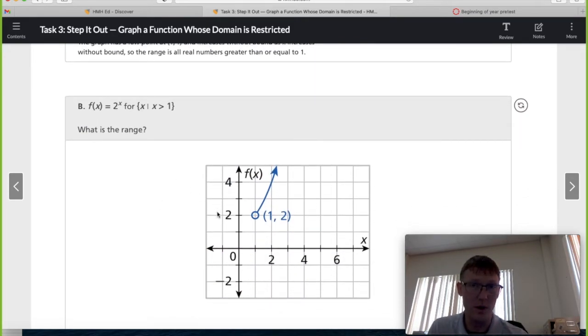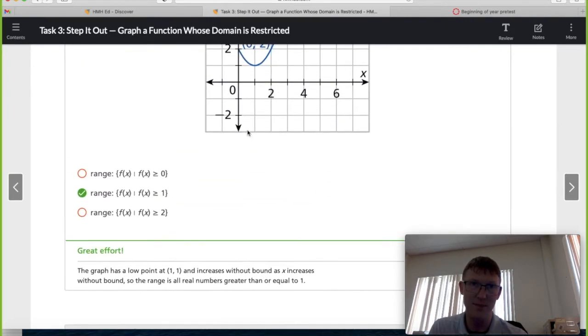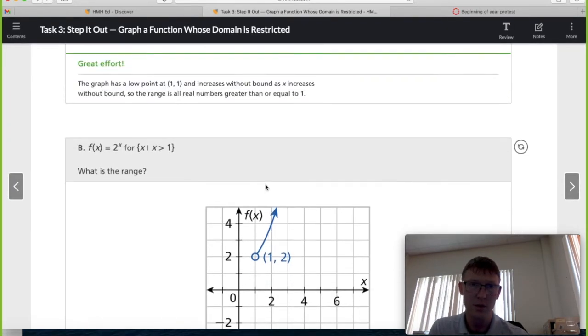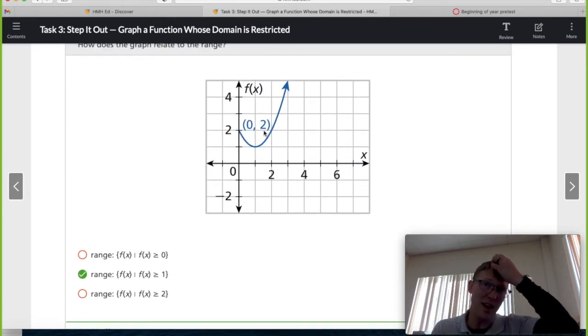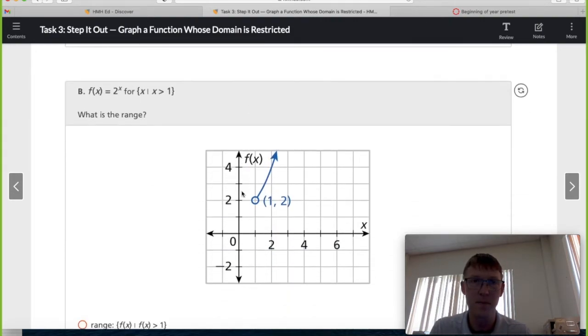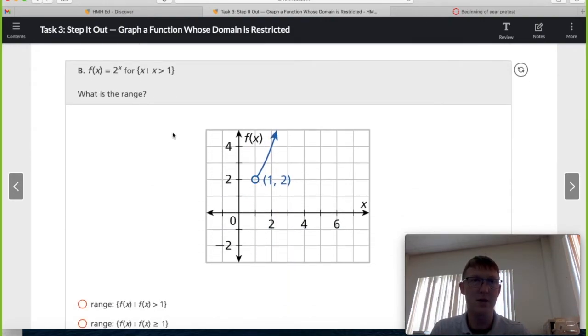However, for this one, the domain is cut short. You don't have that vertex down here. So the range for this function would have been the exact same whether you cut the domain or not. This one, they cut the domain, x such that x is greater than 1. So this is all that you have.